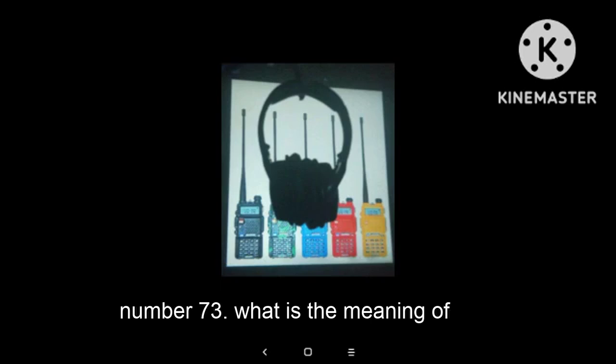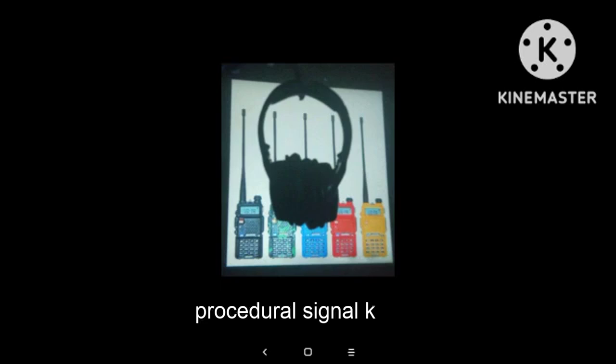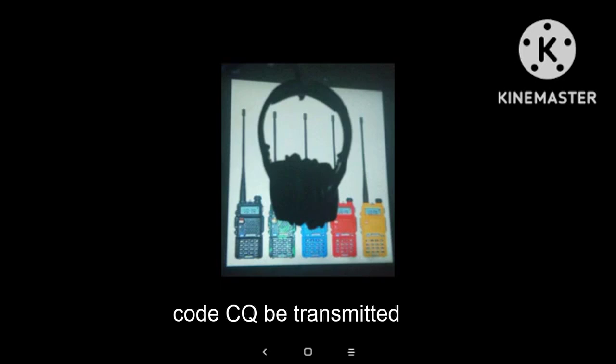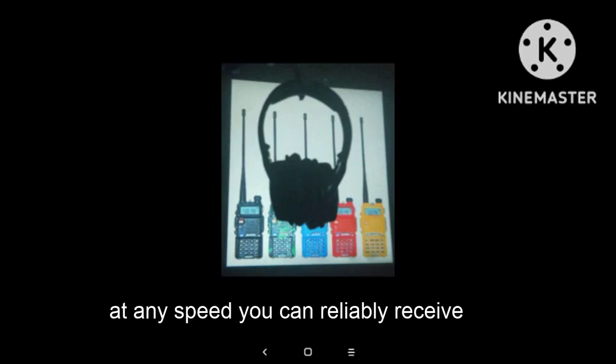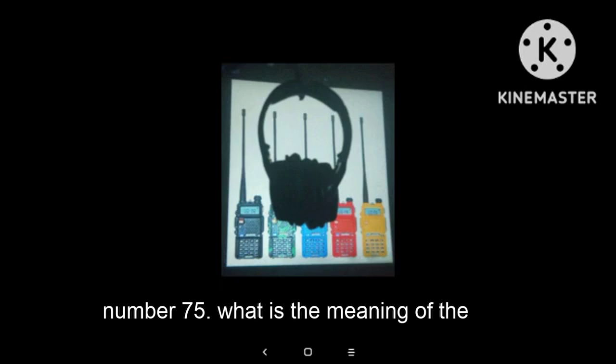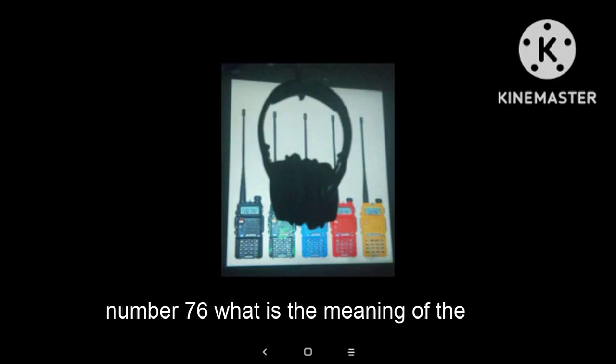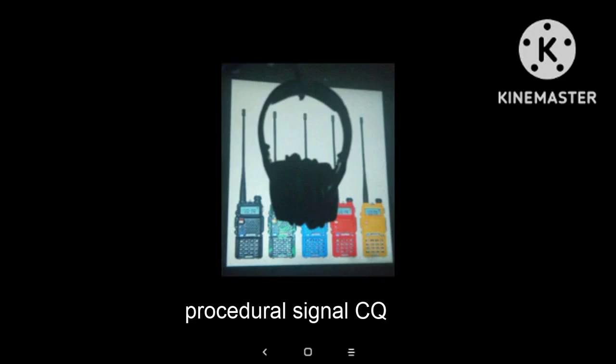Number 73. What is the meaning of procedural signal K? Any station, please reply. Number 74. At what speed should Morse code CQ be transmitted? At any speed you can reliably receive. Number 75. What is the meaning of the procedural signal DE? From. Number 76. What is the meaning of the procedural signal CQ? Calling any station.